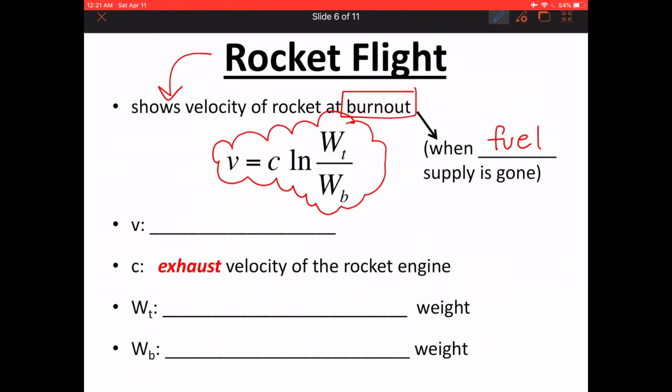So V stands for the velocity. Okay, this letter V stands for the velocity. Our letter C stands for the exhaust velocity of the rocket engine.